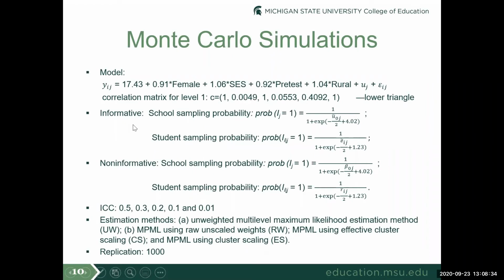So in the informative condition, Poisson sampling is used, and schools are sampled with this probability formula. And students given a selected school are sampled with this probability formula. In the non-informative condition, Poisson sampling is also employed, and schools are sampled with this probability formula, and students given a selected school are sampled with this different probability formula. The 2 error terms are not part of the model. Although the schools and the students are sampled with unequal probability here, the inclusion probabilities are not related to the response variable here. So therefore, the sampling design here is non-informative.